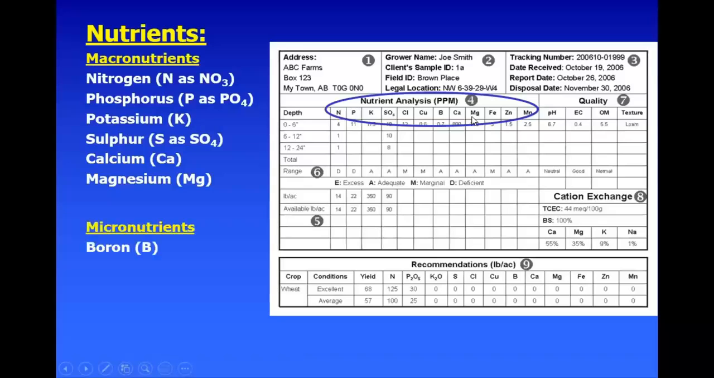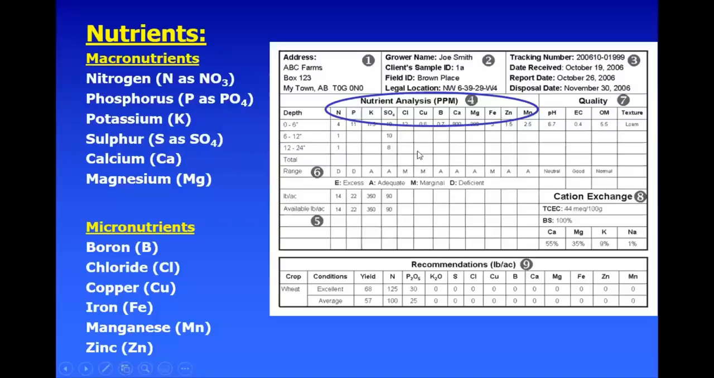And then finally, we'll look at micronutrients, B for boron, Cl for chloride, Cu for copper, Fe for iron, Mn for manganese, and zinc. And for the most part, micronutrient deficiencies are the exception rather than the rule, but there's certainly places and certain soil types that do tend to be micronutrient deficient.